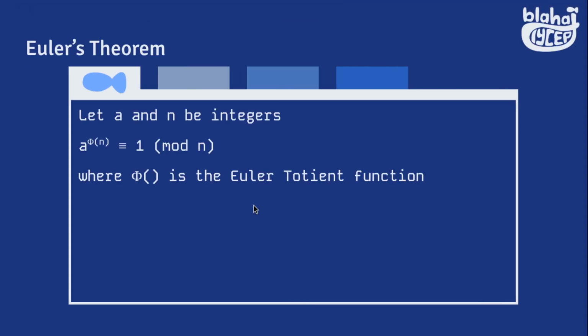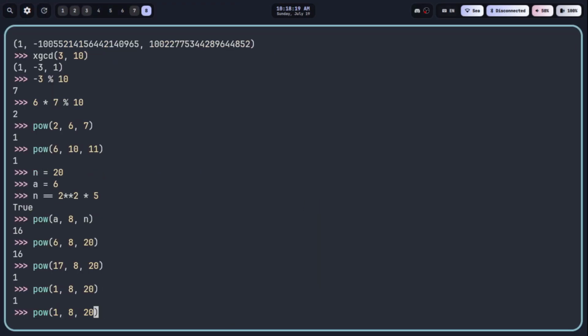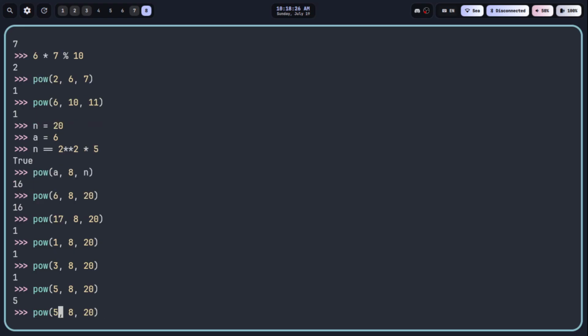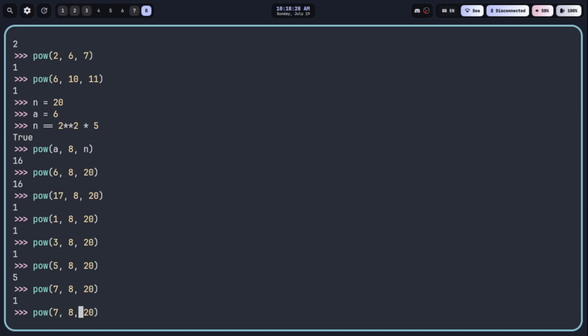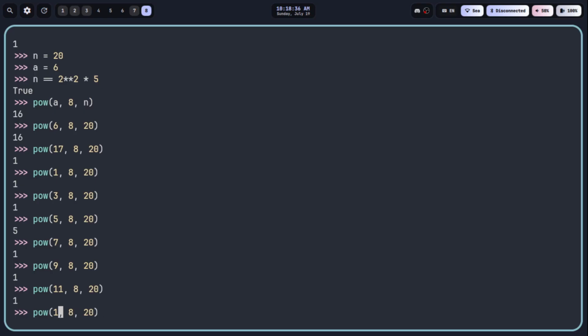Euler's theorem only accounts for a where a is co-prime to n, which means that the GCD of a and n must be equal to 1. So over here, I did not account for that, and as you can see, a to the power of totient modulo 20 is not equal to 1. Since n is 20, as long as any number is not a multiple of 2 or 5, it will be co-prime. So here David is going through all the odd numbers except 5 and 15, and we can see that they are all equal to 1.